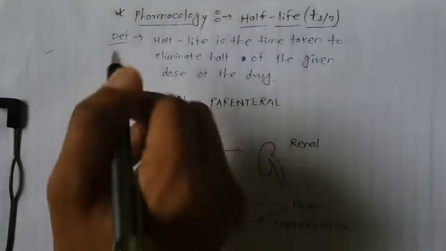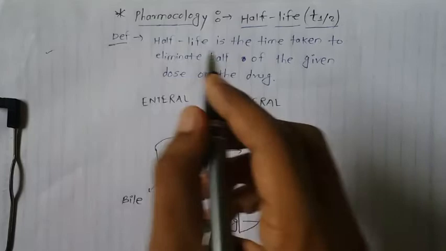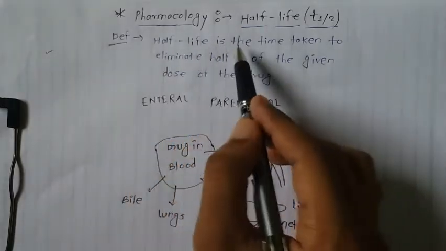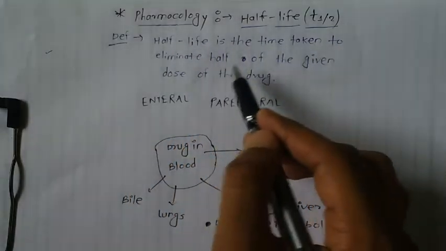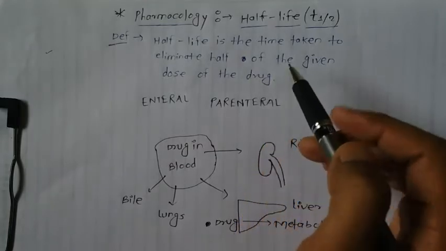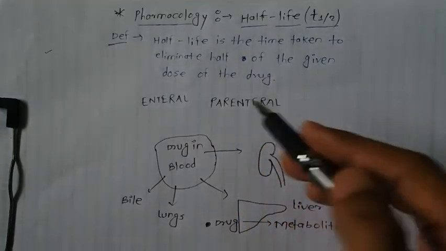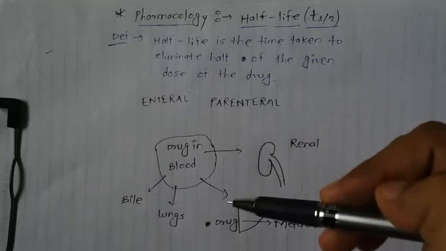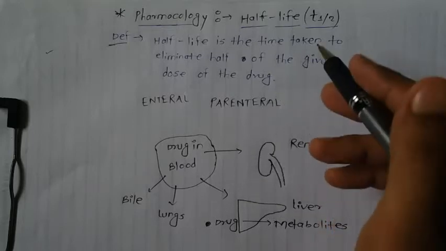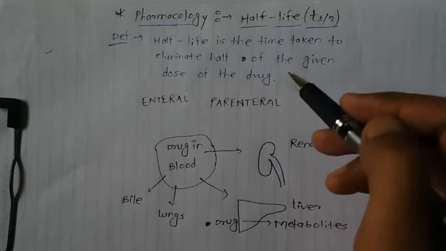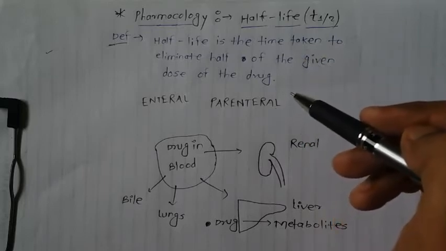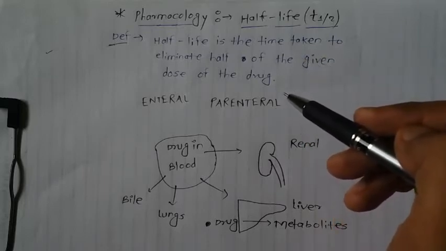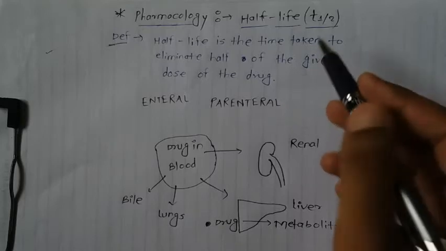So what is the definition of half-life? Half-life is the time taken to eliminate half of the given dose of the drug. That is, after a certain time, the drug is eliminated 50% from the body. So that is half-life, T half.